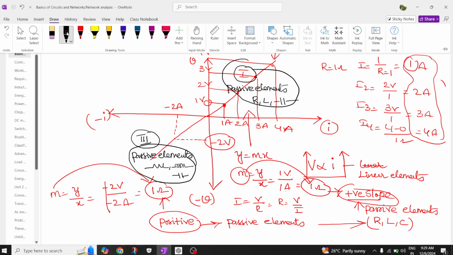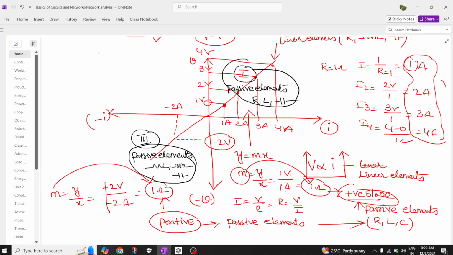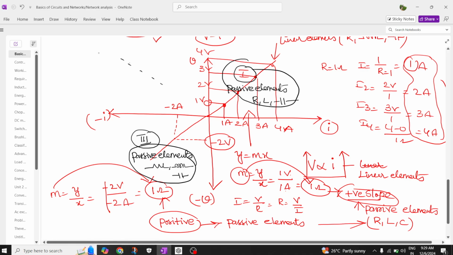So I am going to have a dotted line which is traveling in which coordinates? Let's try to mark the coordinates. The dotted line is traveling in the second quadrant as well as in the fourth quadrant. So what about these elements?